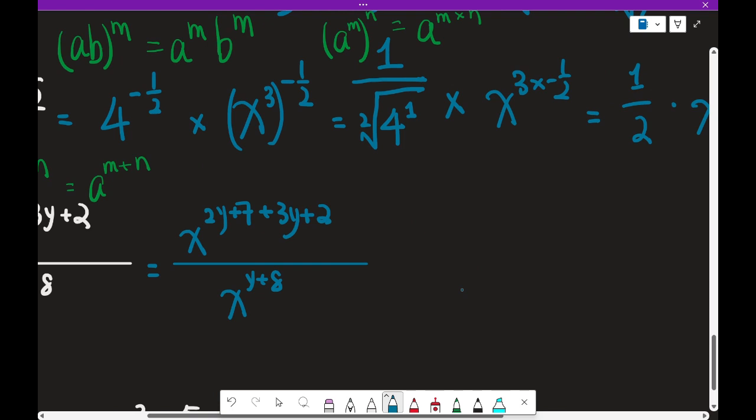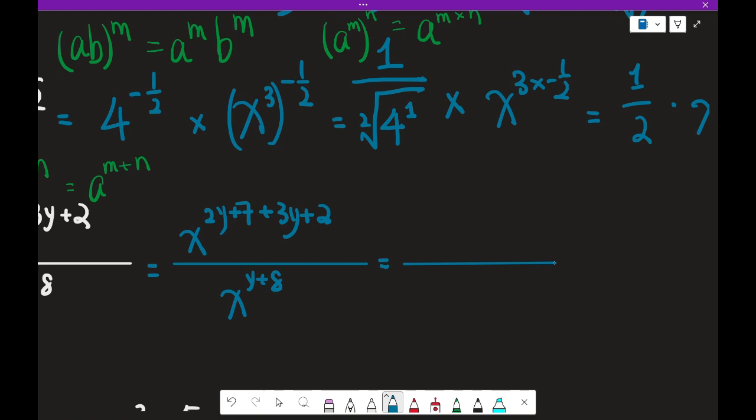And next, we want to simplify the exponent of the numerator by combining like terms. We can see that we have a 2y here and a 3y here and two constants here. So 2y plus 3y will become 5y, and 7 plus 2 will become 9. So this thing will become x to the power of 5y plus 9. And still, we leave our denominator as it was.